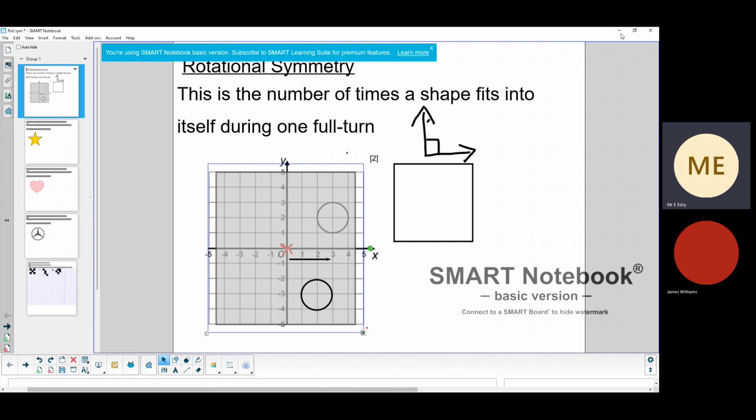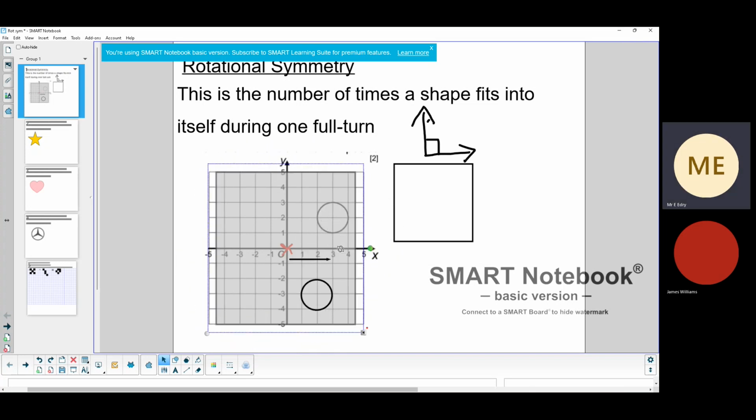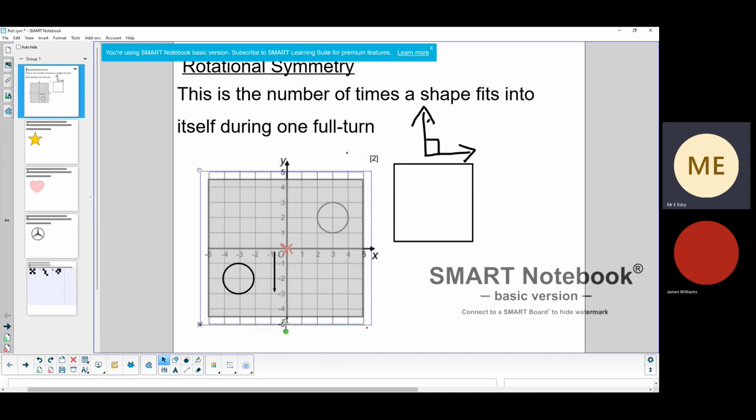So just ask for some tracing paper, and those are quite straightforward. If it wanted it through 180, we would just do the same thing, but the arrow would be pointing down, and it would end up over there. Okay.